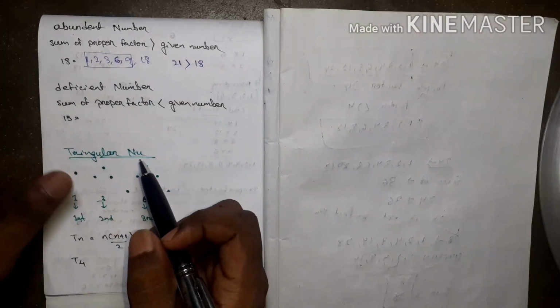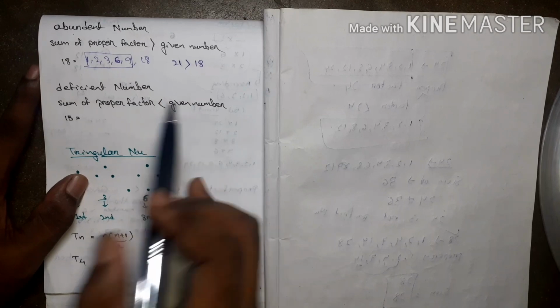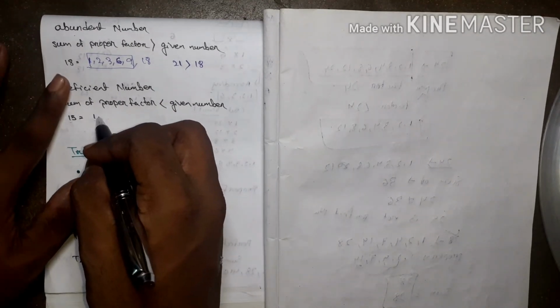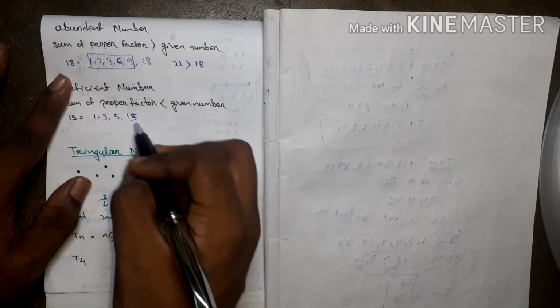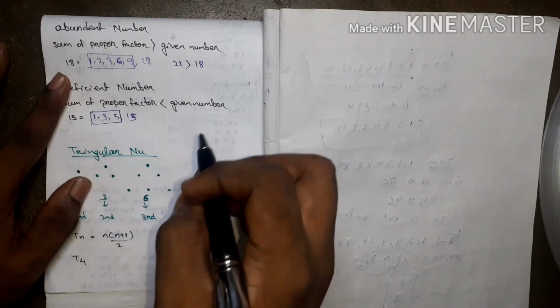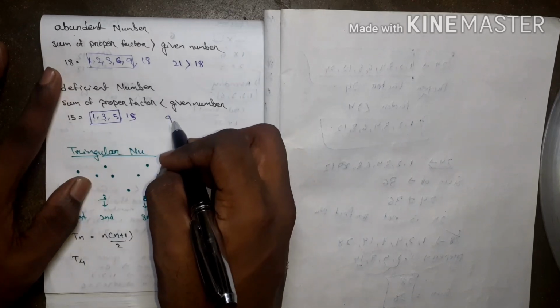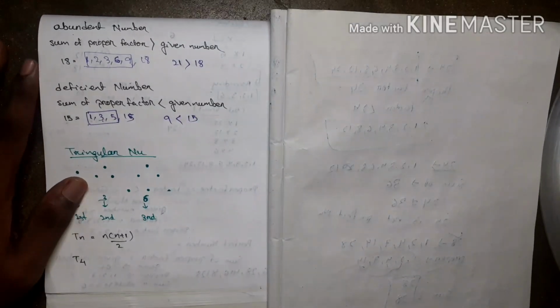What is the deficient number? A deficient number is one where the sum of proper factors is less than the given number. The given number is 15. The factors are 1, 3, 5, 15. Proper factors are 1, 3, 5. The sum is 9. 9 is less than 15. It is called a deficient number.